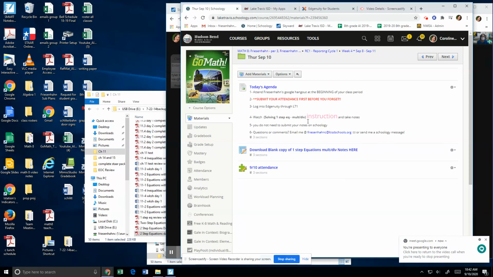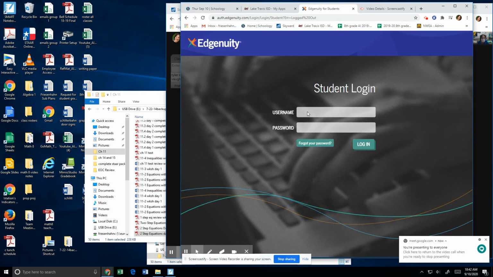Right, here we go. So Schoology, Thursday, September 10th. What are we doing today? We are going to practice how to solve one-step equations by multiplying and dividing. So yesterday we did adding and subtracting. Today is multiplying and dividing. After we do that, you're going to go to Edgenuity. You're going to just do the instruction and then take notes.